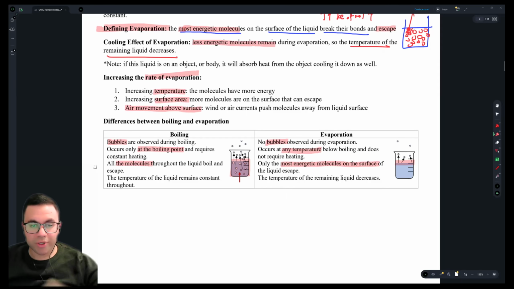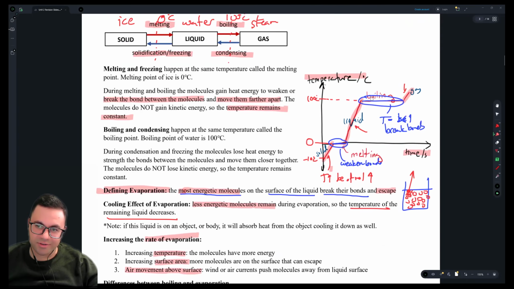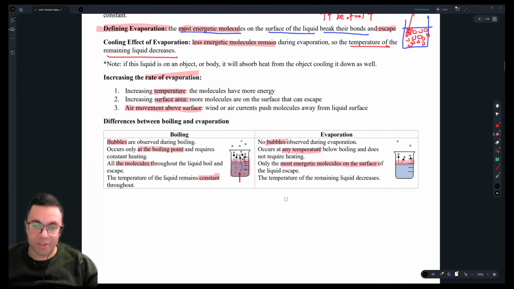Then during boiling, the temperature stays constant. That's what we said earlier. However, during evaporation, the temperature decreases. Those are the differences. Okay, very good.